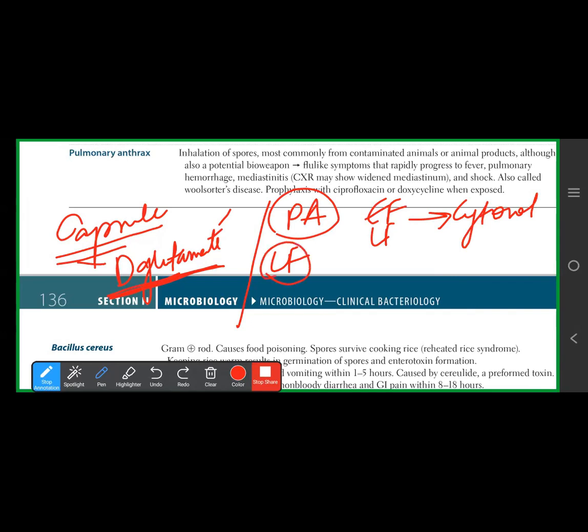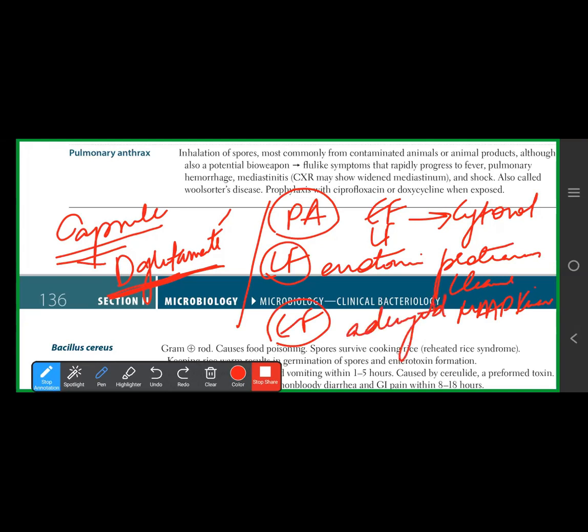Lethal factor, to put it in a simpler way, you just have to remember that it is an exotoxin and the proteases are going to cleave your MAP kinase. Just that, this alone you have to remember. And what did I say for edema? Edema factor, I told you, acts as adenylate cyclase. Why adenylate cyclase? Because it is increasing the cAMP level. When the cAMP level is increased, fluid will enter the intracellular space, and when it comes into the intracellular space, you have edema.